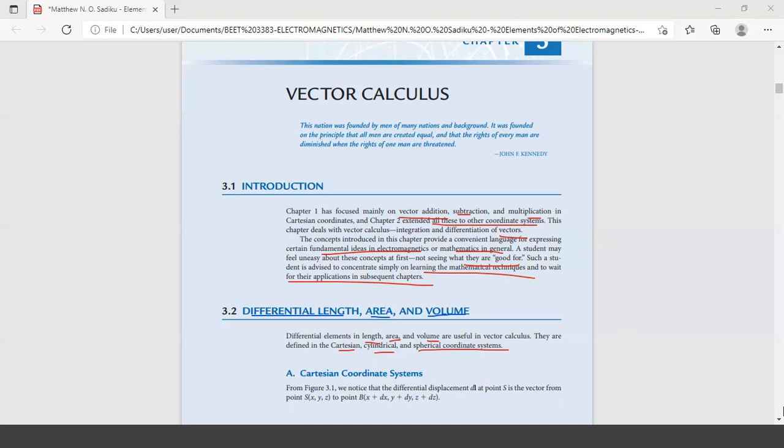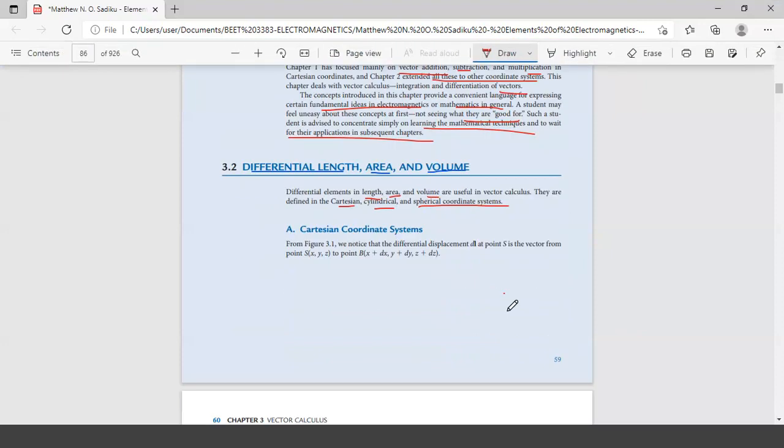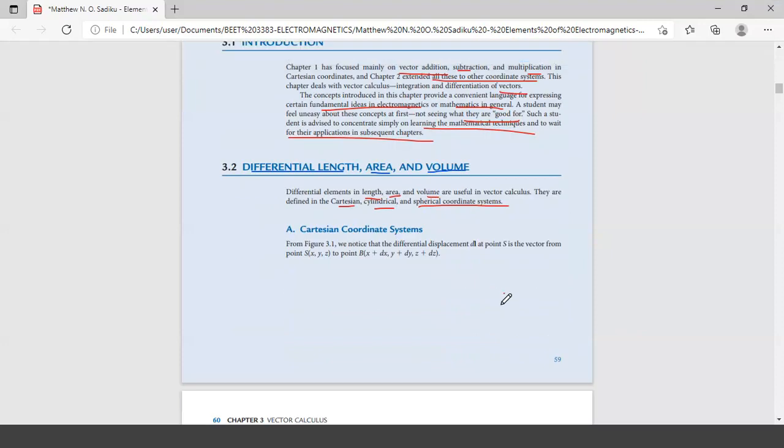So, the differential length, area and volume. In vector calculus, the important elements are the differential length, area and volume. Differential elements in length, area and volume are very useful in vector calculus. They are defined in Cartesian, cylindrical and spherical coordinates.